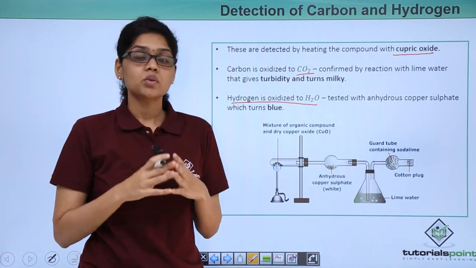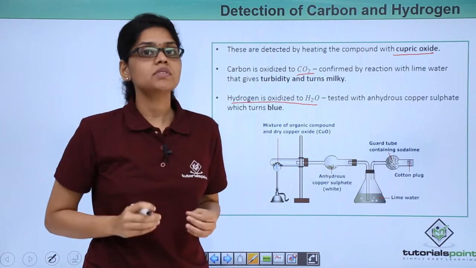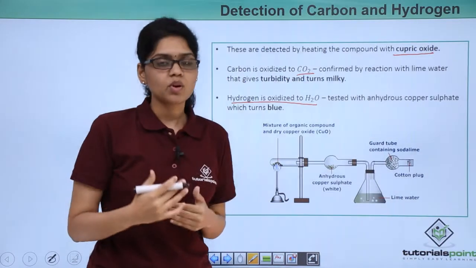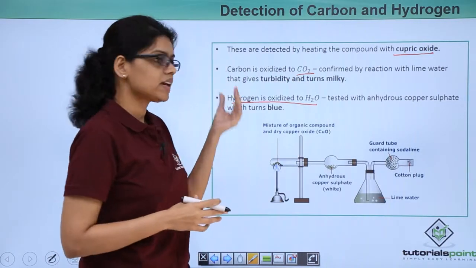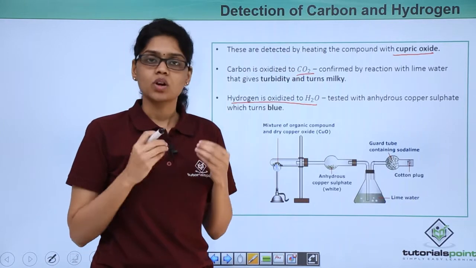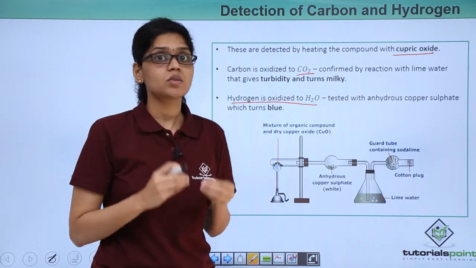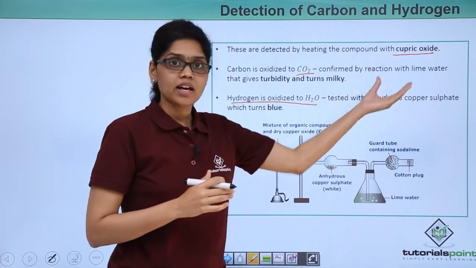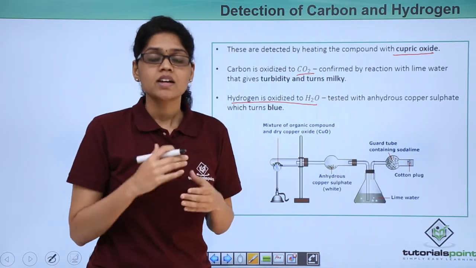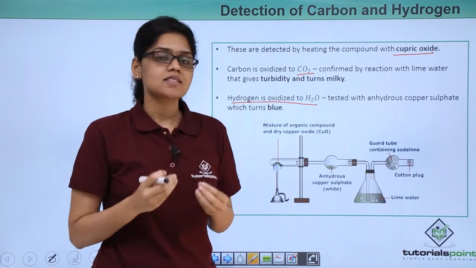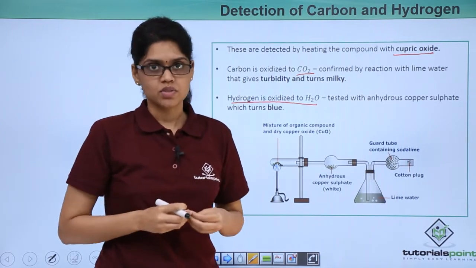So all we need to do now is simply confirm the formation of carbon dioxide and water, which will correspondingly confirm the presence of carbon and hydrogen. In order to confirm the presence of carbon dioxide, what we do is simply pass it through lime water, and we know that when carbon dioxide passes through lime water, it turns milky due to the formation of calcium carbonate precipitate, and that essentially gives turbidity to the solution.